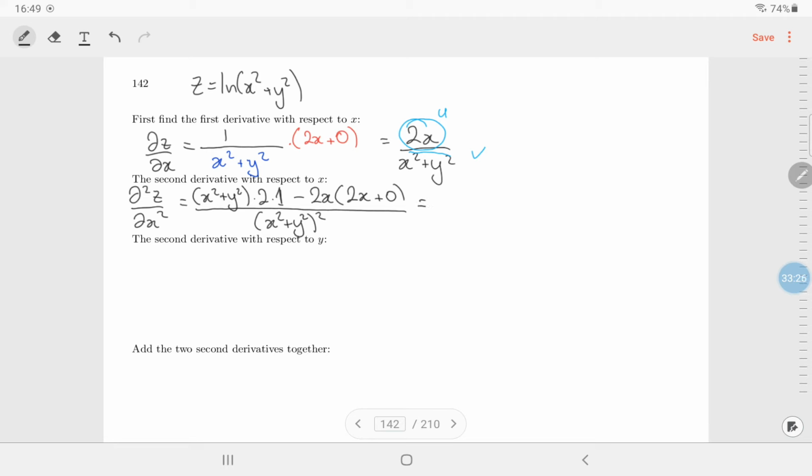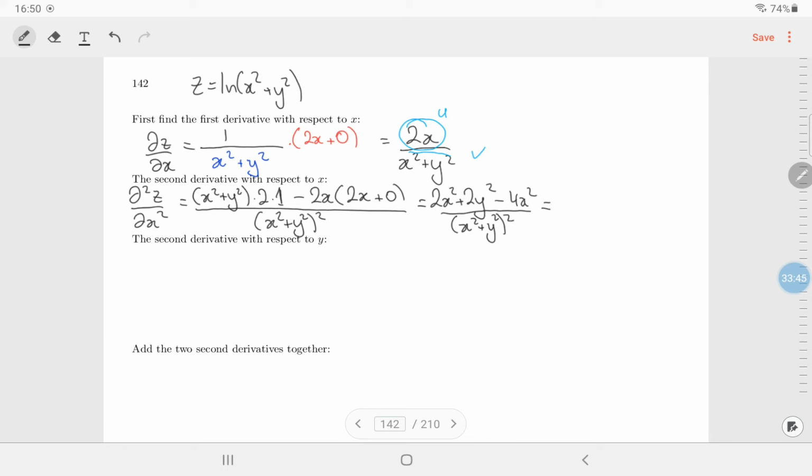So we can tidy this up. We have x squared plus y squared times 2, so that's 2x squared plus 2y squared. And then the other bit is minus 2x by 2x, minus 4x squared. All divided by x squared plus y squared, all squared.